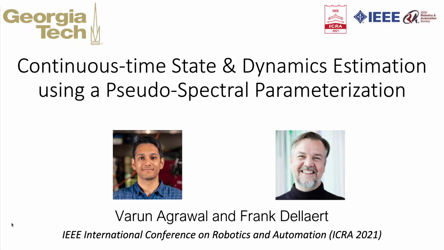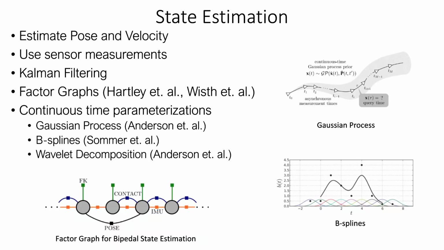Welcome to our presentation on continuous time state and dynamics estimation using a pseudo-spectral parameterization. State estimation is the problem of estimating pose and velocity of a body using only sensor measurements.